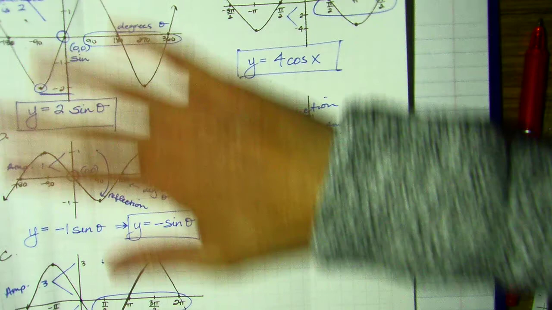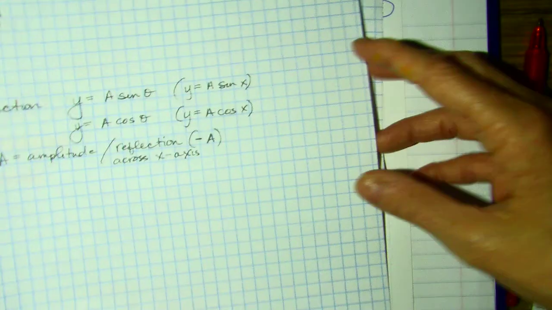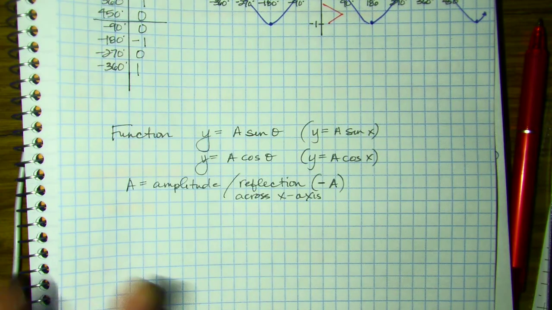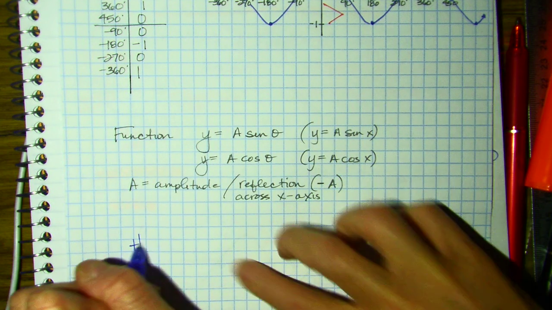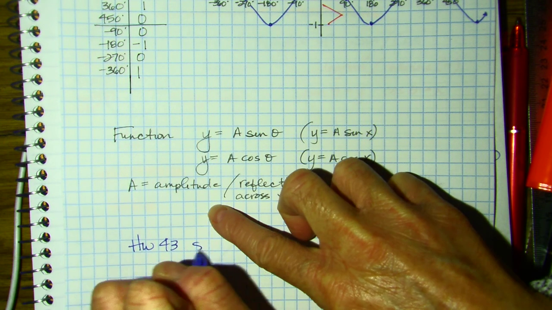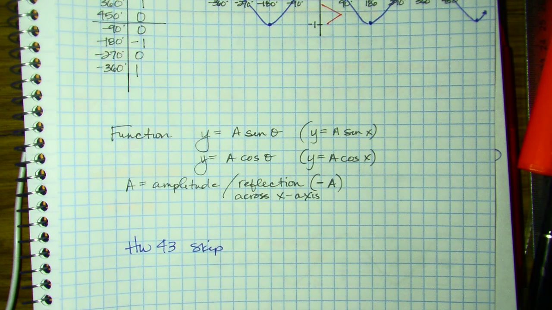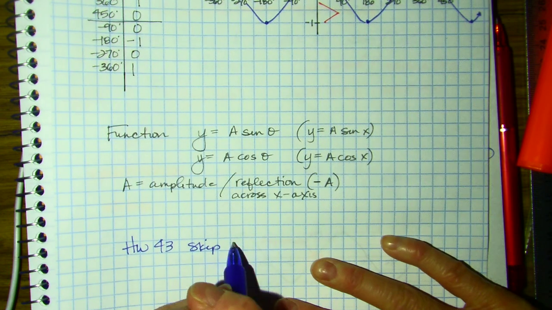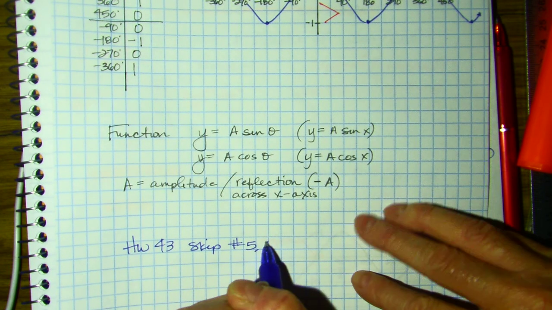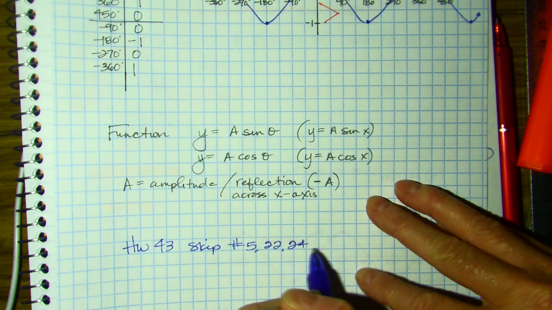Okay, now homework. Let's go back to here because that completes lesson 43. So for homework, 43, you are going to skip numbers. Sorry, I had to pull out the homework. You're not too many. 5, 22, 24, 29, and 30.